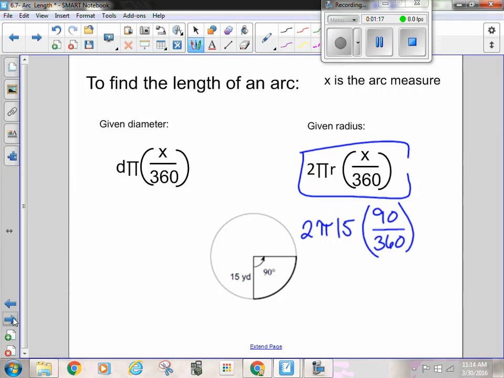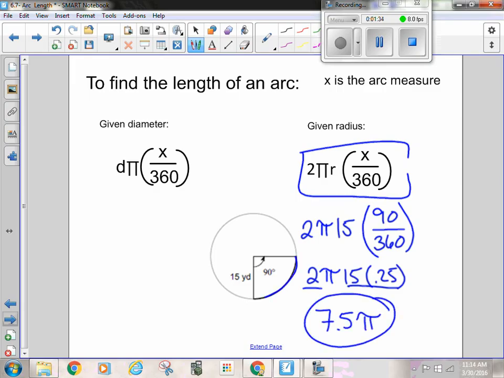Okay, so this gives me 2 pi 15 times 0.25. So now I'm just going to multiply all my numbers. So 2 times 15 times 0.25, we end up with 7.5 pi. So that is my arc length right here. Okay, so we're really just having to plug into the formula or doing the opposite where they give us the arc length and we solve for something that's missing.